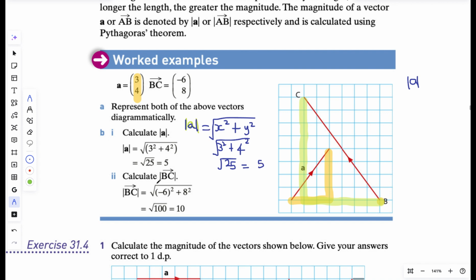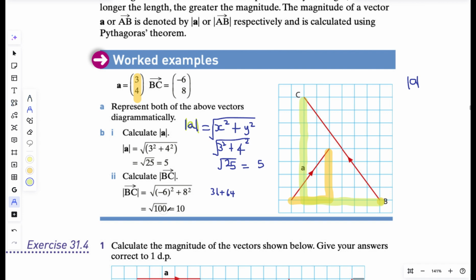Now, to calculate the magnitude of vector BC is the same thing. Minus 6 squared, because this is x, plus 8 squared. Minus 6, if you square any negative number, it will become positive. Minus 6 squared will give you 36. 36 plus 8 squared is 64. Plus 64, you get 100. And if you find the square root of 100, you get 10. So that's how we got this 10.